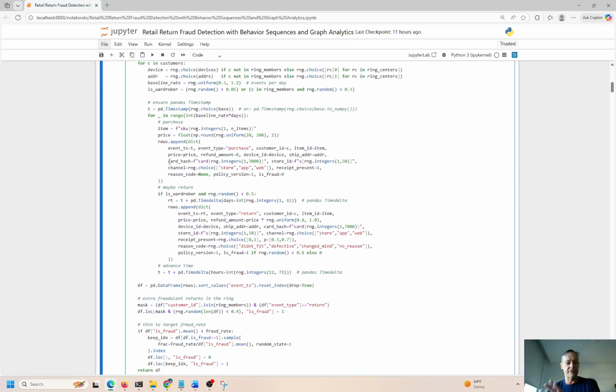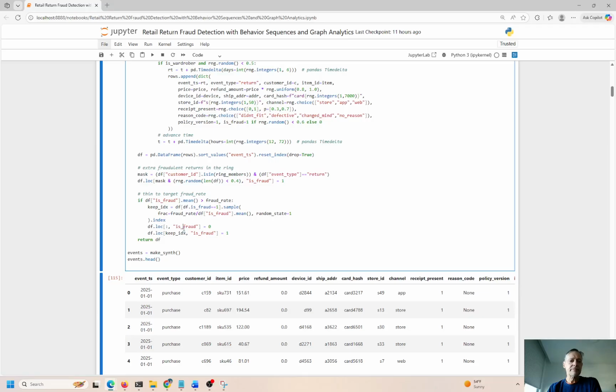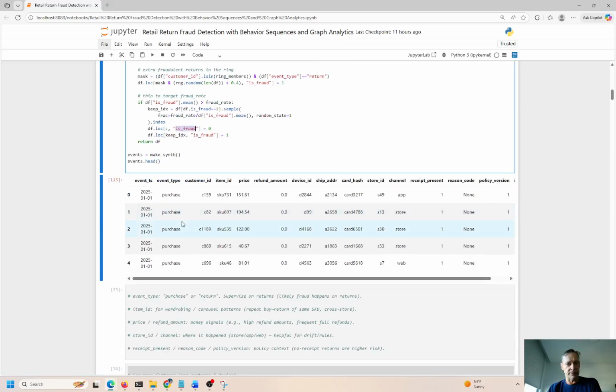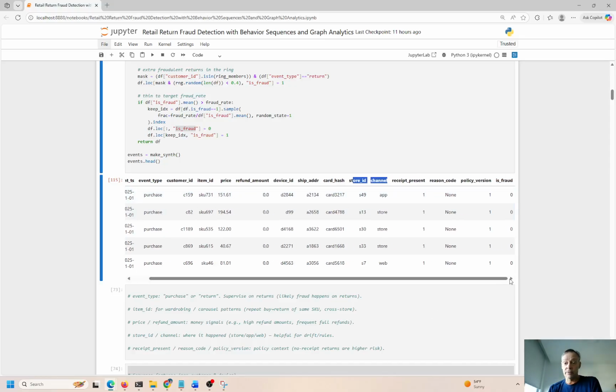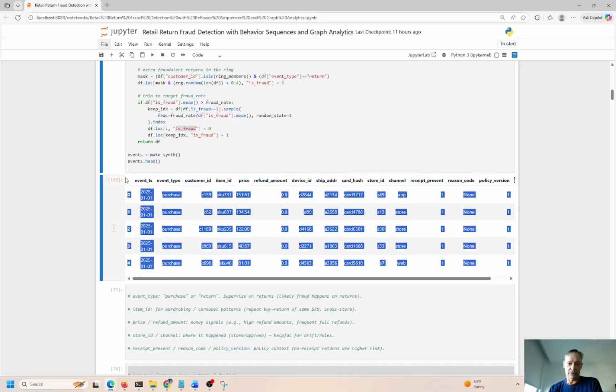So I'm going to go ahead and run this, create the synthetic data, and I have all the data related to retail transactions and whether or not the event is considered fraud or not fraud. So we have the transaction event type, customer ID, item ID, things like this, store ID, channel. Was this a web app? Was this in store? Was this purchased on a cell phone, something like that, right? On a laptop or something? Receipt present, yes or no? The reason code, policy version, and is this considered fraud or not? That is what we're trying to determine, right? So the fraud is going to be the target variable. That is the dependent variable, which is dependent on all these other variables.